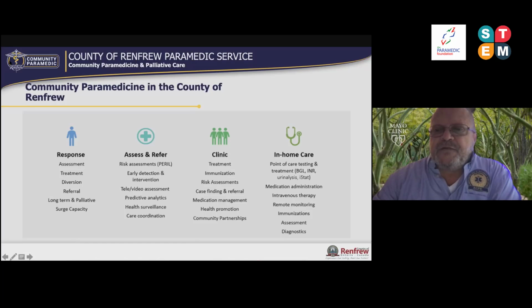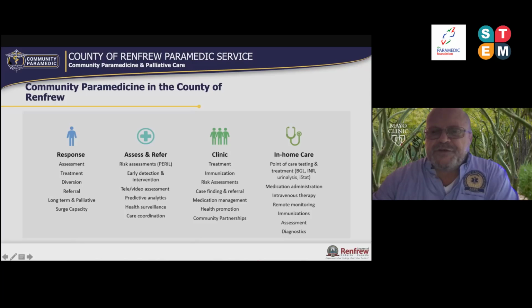In-home care, I've already mentioned some of the things that they do, the point of care testing. If you're familiar with iStat, it's a blood analyzer machine that's portable. Lots of community paramedic programs use that and are doing blood values at the scene in the patient's home rather than having them go to the clinic to have that done.